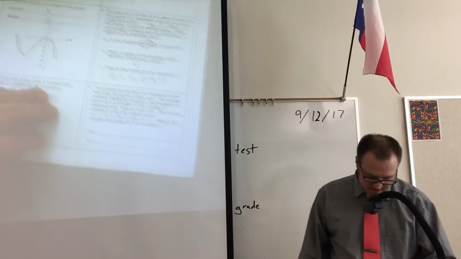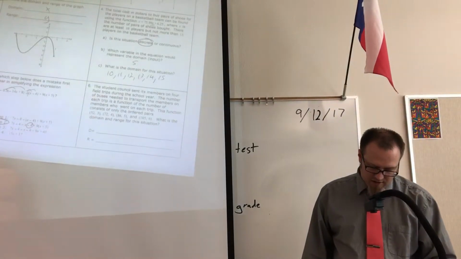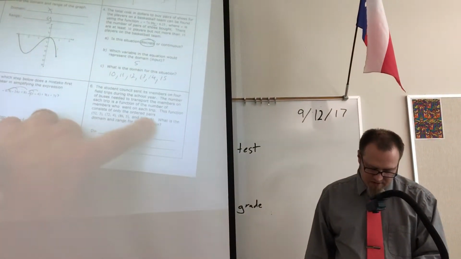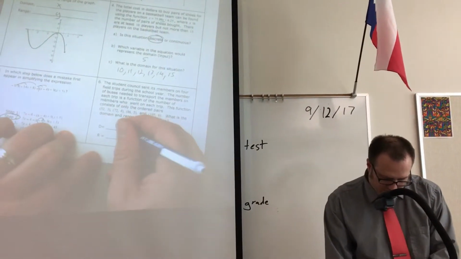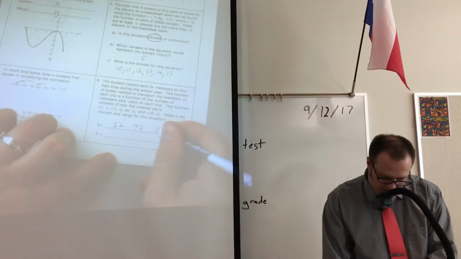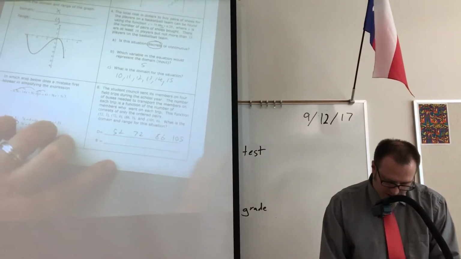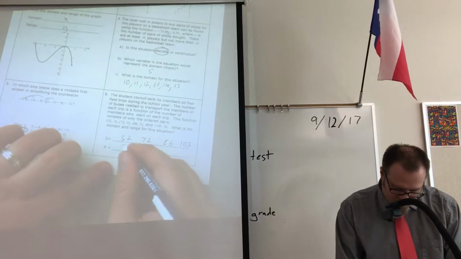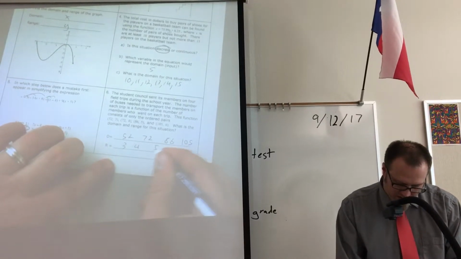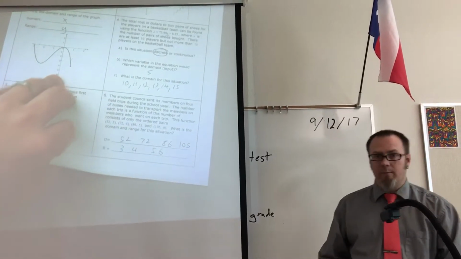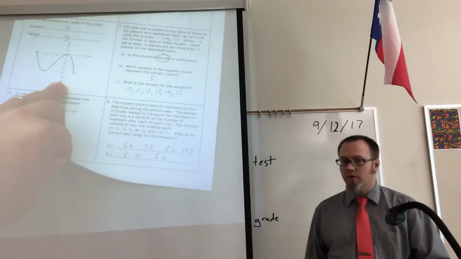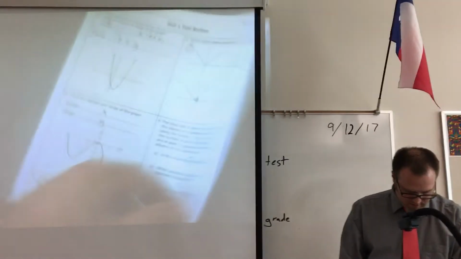On number 6, this is discrete again. So the domain is going to be a list of those X values in order, 52, 72, 86, 105. And then the range is going to be again a list in order, 3, 4, 5, 6. It was trips. You can't take half a trip. You either went or you didn't go. Okay?